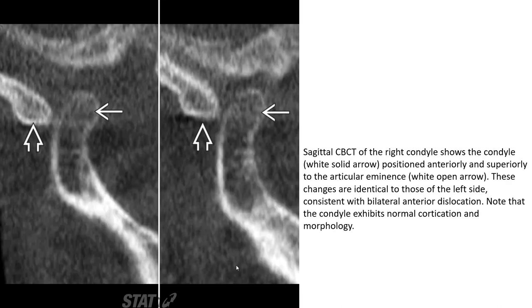Sagittal cone beam CT of the left condyle. The condyle (white solid arrow) is positioned anteriorly and superiorly to the articular eminence (white open arrow). These changes are identical to those of the right side, consistent with bilateral anterior dislocation. Note that the condyle exhibits normal cortication and morphology.